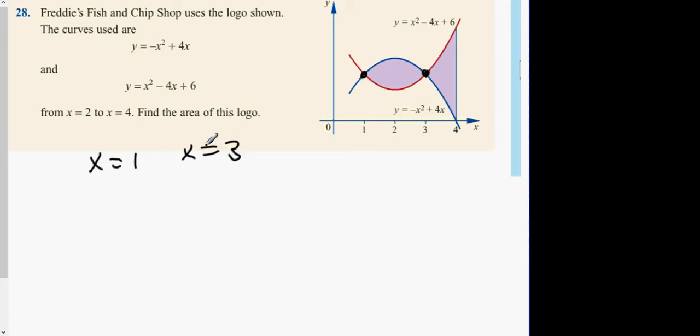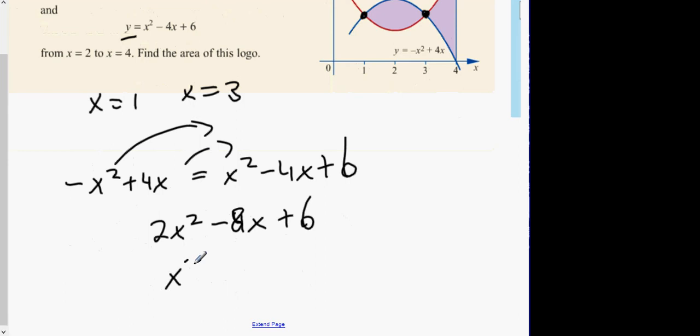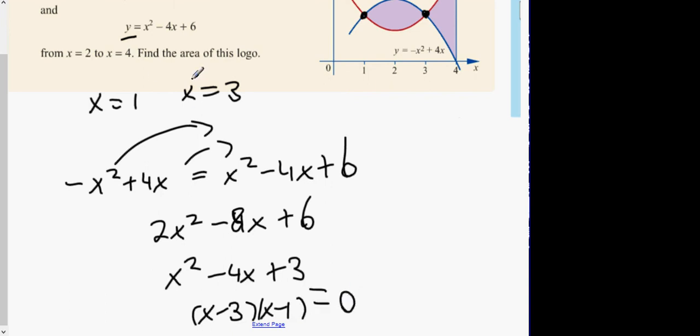Once again, I'm going to prepare you for when they don't give them to you. How would you find x equals 1, x equals 3 if they didn't give it to you? You'd say that the two curves equal each other. You'd get minus x squared plus 4x equals x squared minus 4x plus 6. Bring them over to one side. You're going to get 2x squared minus 8x plus 6. Divide by 2, x squared minus 4x plus 3, solve that, x minus 3, x minus 1 equals 0, you get back your x equals 1 and x equals 3.